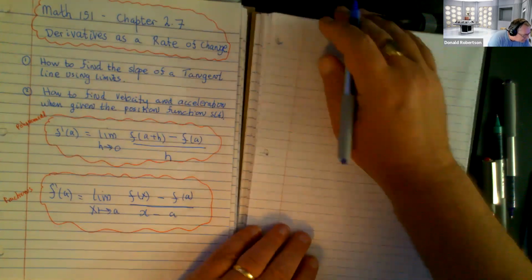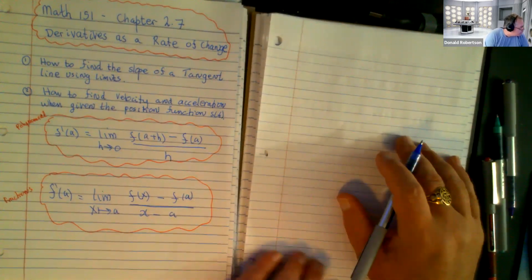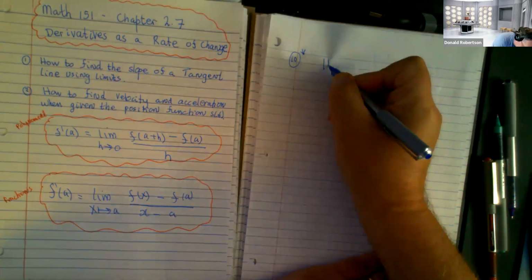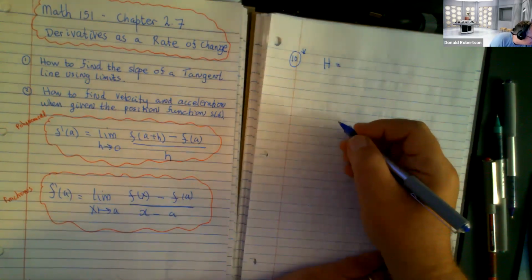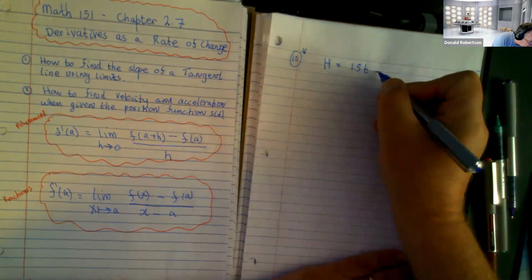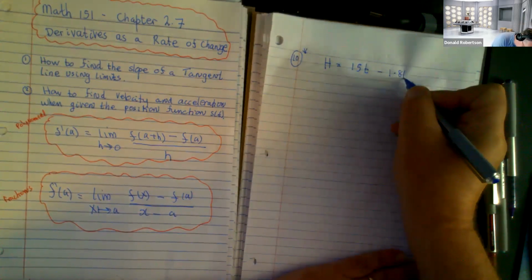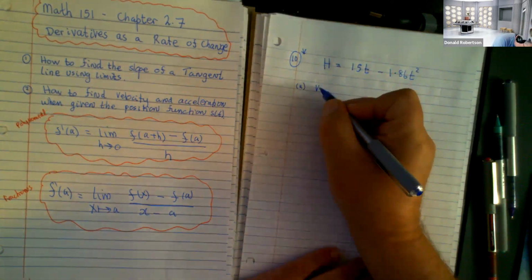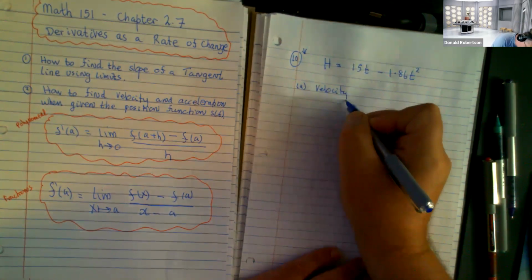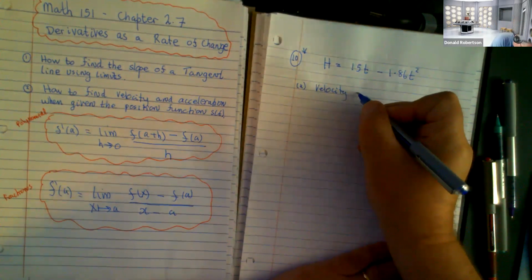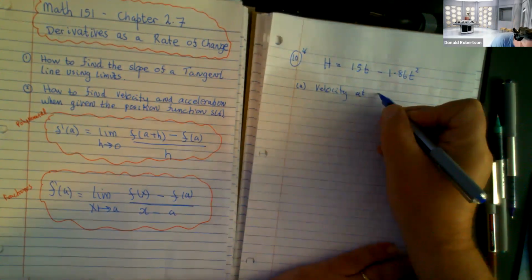Okay, let's have a look at, I know where I want to go now. Let's do a rock. Question 10. The height of an object t seconds in the air after it has been thrown is given by 15t take away 1.86 t squared. And question A is asking us to find the velocity of the rock. I guess we should say instantaneous velocity, but we just say velocity now. The velocity of the rock at, say, 2 seconds.